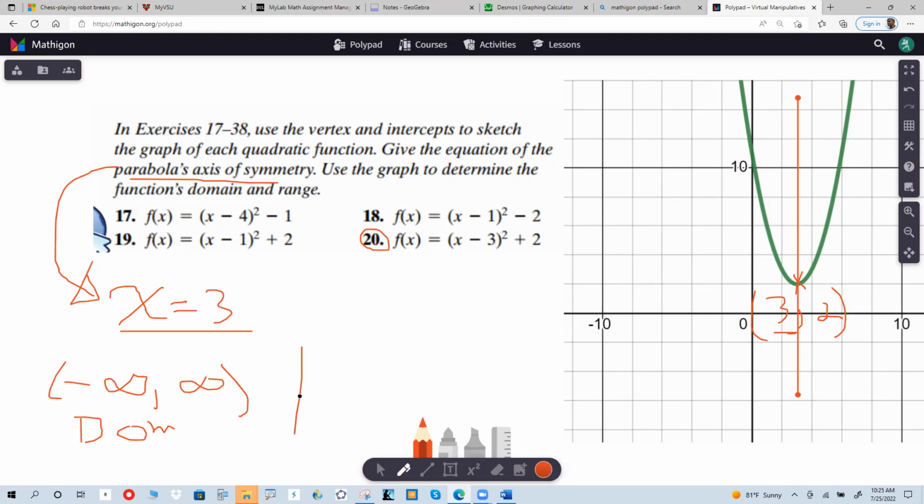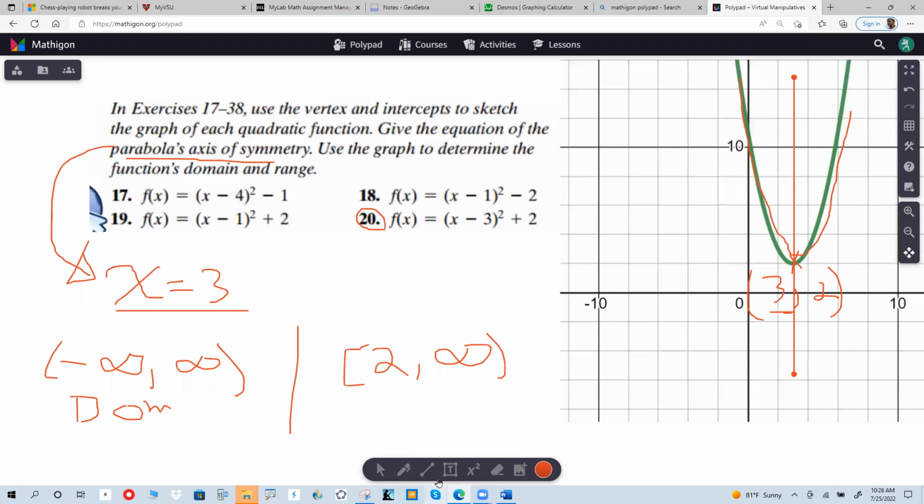Okay, they want you to find the range. Range is all of this, but you're thinking about the y coordinate. It will be 2 or above. Include 2, everything above 2. And this is called the range. We'll do one more like this, okay, for you guys. One more problem like this.